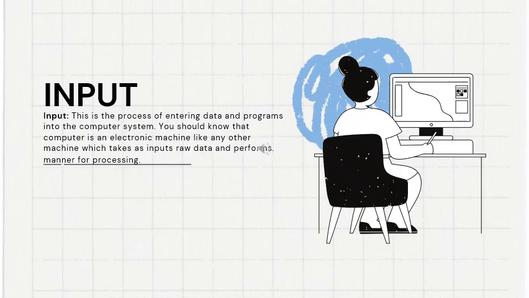Input. This is the process of entering data and programs into the computer system. You should know that a computer is an electronic machine like any other machine, which takes raw data as input and performs processing. So the input device is responsible for taking the input from the user and providing it to the computer. Some most commonly used input devices are keyboard, mouse, microphone, webcam, scanner, barcode reader, light pen, etc.